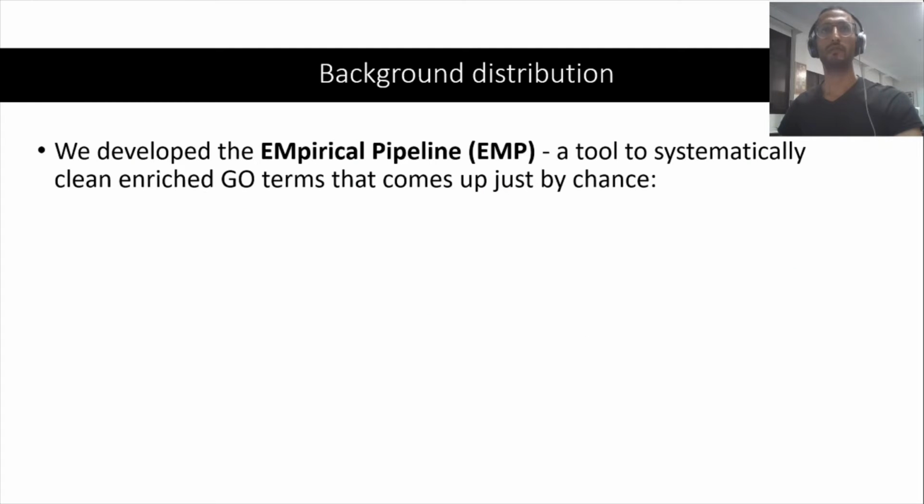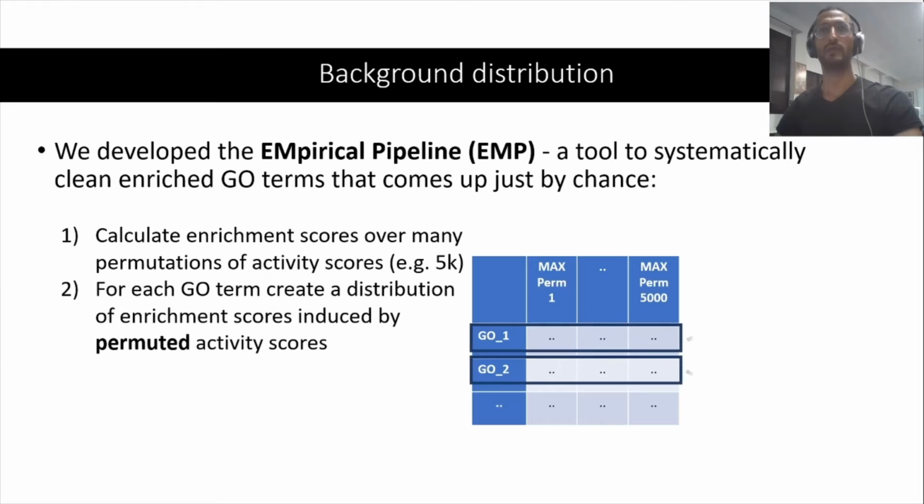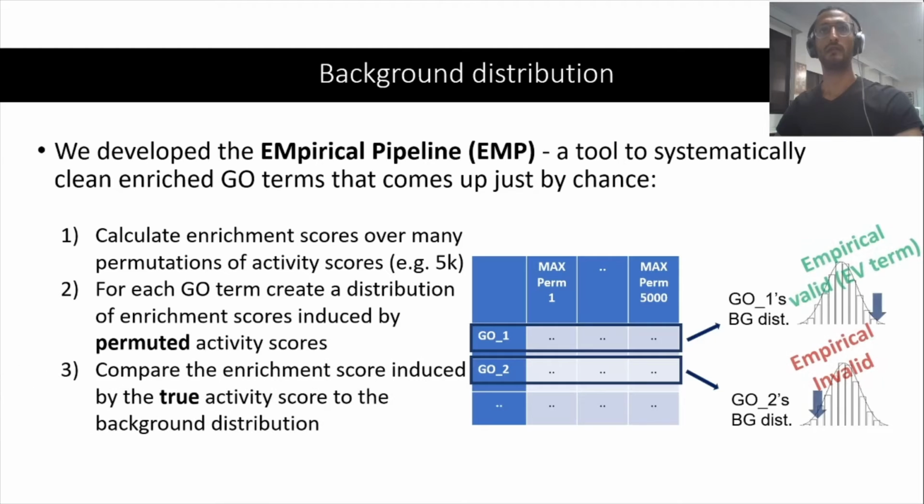To deal with this phenomenon, we developed the empirical pipeline, or EMP for short. So first, we generate thousands of permuted datasets that yield thousands of enrichment scores for each GO term. Then, we can use these enrichment scores to generate a background distribution of enrichment scores per GO term, and use it to test how high the true enrichment score is compared to the permuted ones. A GO term that has a significantly higher true enrichment score compared to the background is called an empirically validated GO term, or EV term for short.